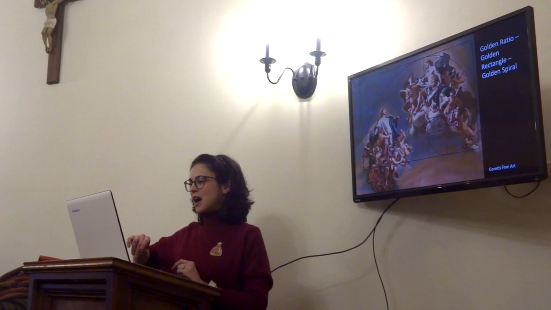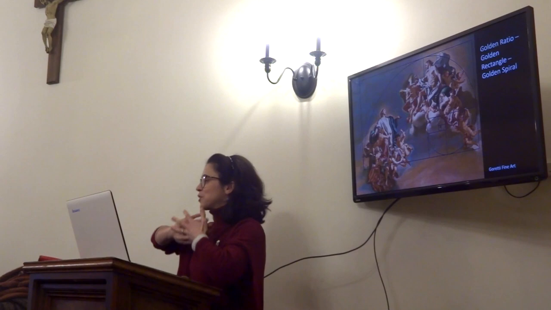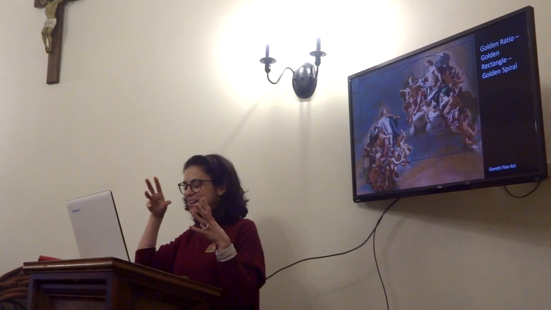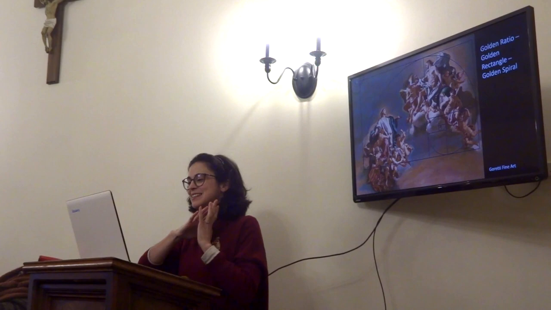And then there is the golden ratio. I don't know if you've heard about this. Last night I was wondering, do I explain the whole thing? Do I not explain the whole thing? Because actually it is complex. Even for me, because it's a mathematical thing and I'm not a numbers person, it is complex.